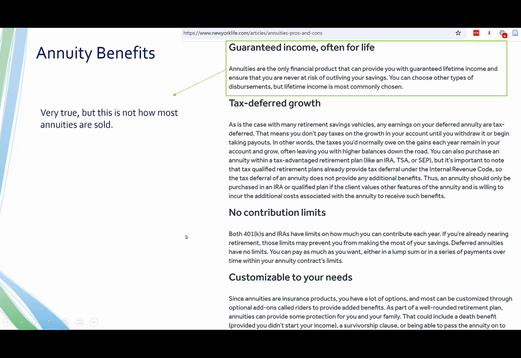And so the guaranteed income for life, we talked about this. This is on those income annuities. It is a very real benefit. There's a lot of academic research out there that having some amount of guaranteed or fixed income in your retirement is very important and very beneficial. What I would argue is that, looking at the numbers on that previous slide, this is not how most annuities are sold. Remember, it was about 17 billion of the 385 billion in annuities sold for their income.